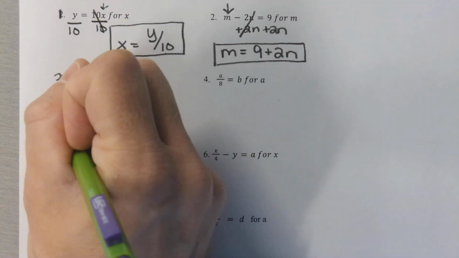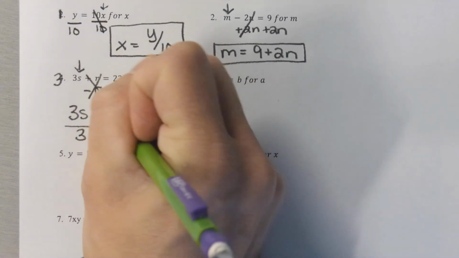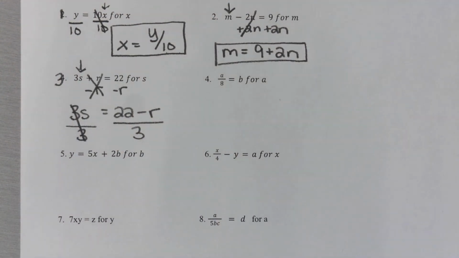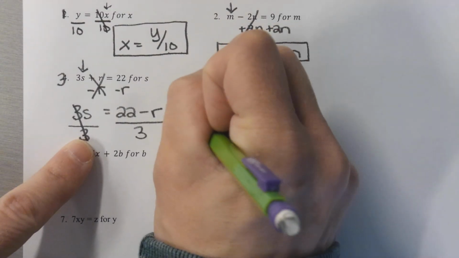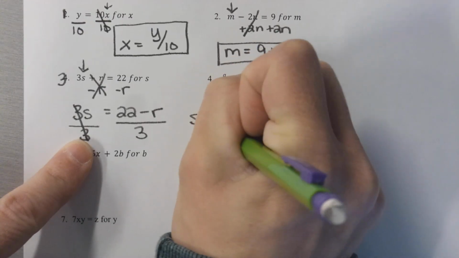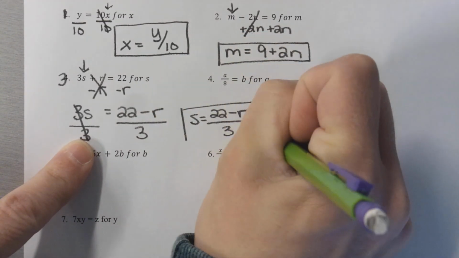Now we want to divide by 3 because notice the s still isn't all by its lonesome. I kind of think about it like when I'm having one of those loner days where I would just like it to be quiet and I would like to be by myself for a minute, please. So the s just wants to be by itself for a moment in time. And so we've got to remove everything else so it can have its alone moment. So s equals 22 minus r over 3. That'd be my final answer.